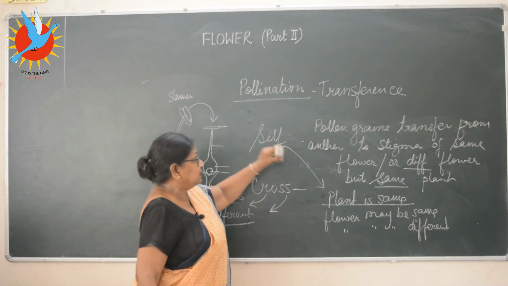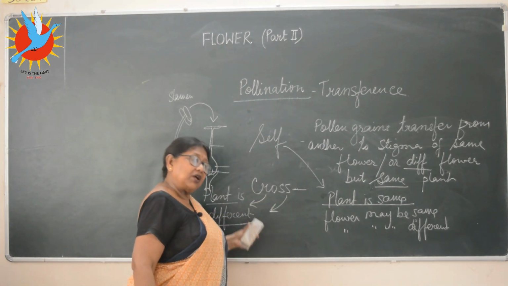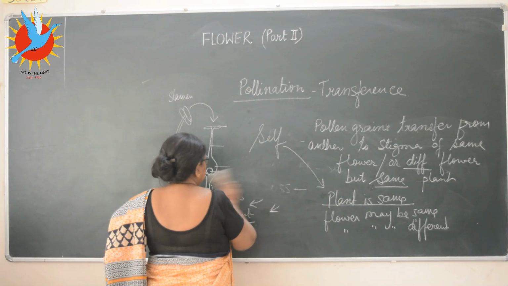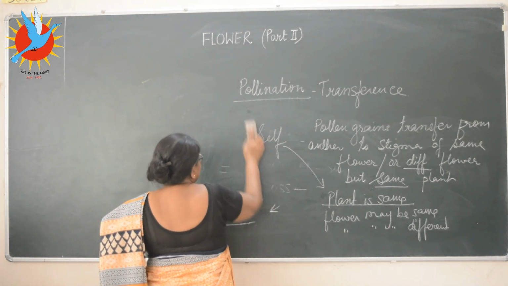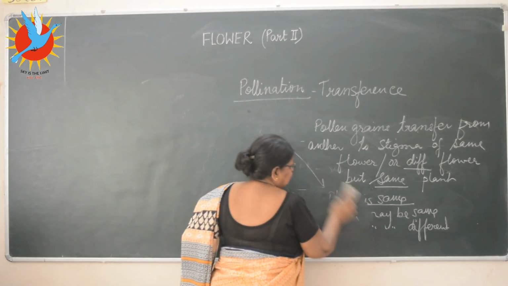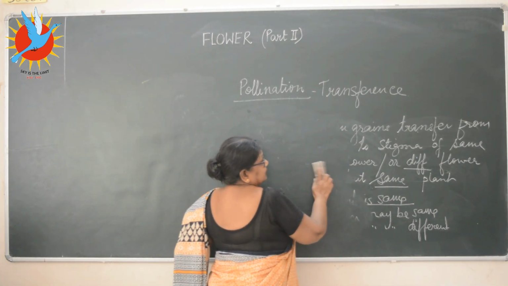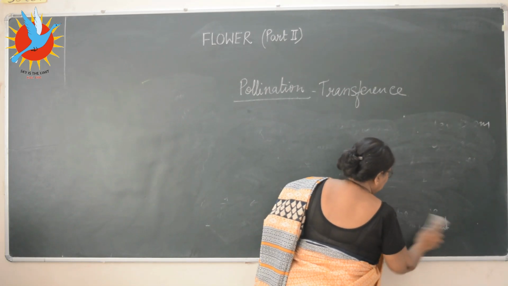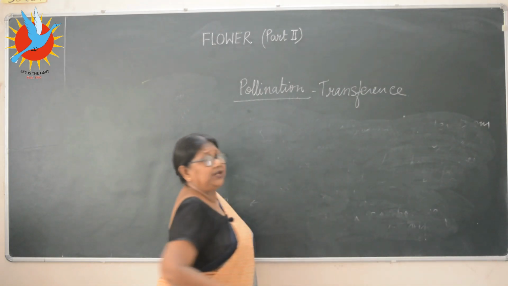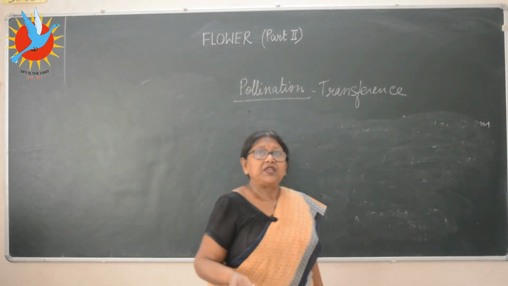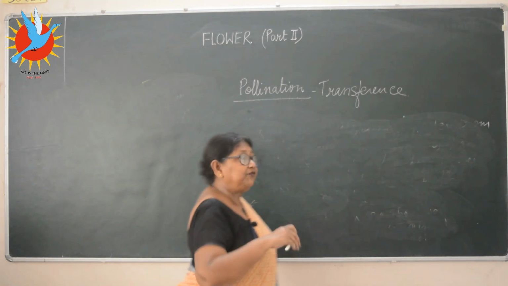So there are two types, self and cross. Now when we talk about cross-pollination, we have to think about another point. Who will take it? How will pollen be transferred from the anther to the stigma? Who will carry it from one plant to the other? So for cross-pollination, we need various agents. What are the different agents?